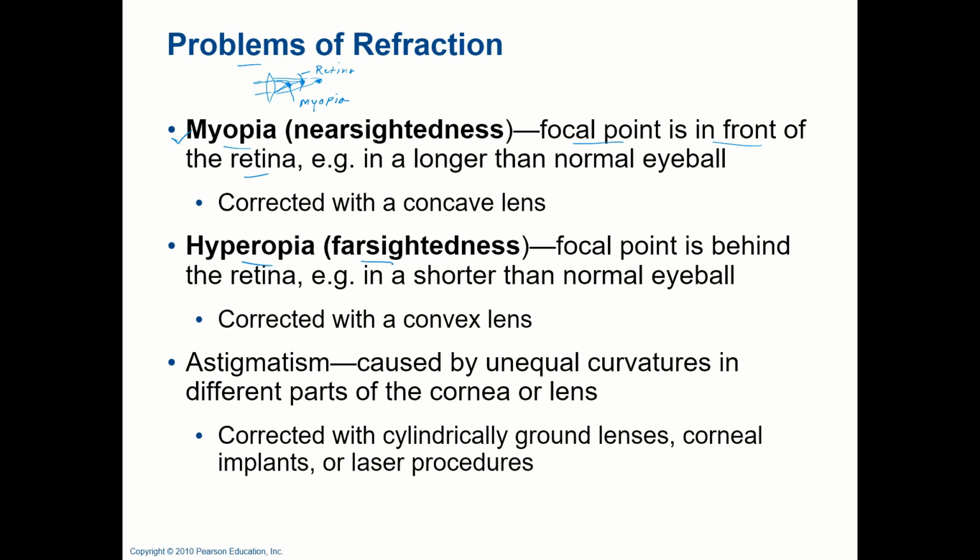Hyperopia, or farsightedness: the person can see far things clearly but has a problem seeing near things, like reading. That will occur if the light is focused far behind the retina. So that is hyperopia, or farsightedness.